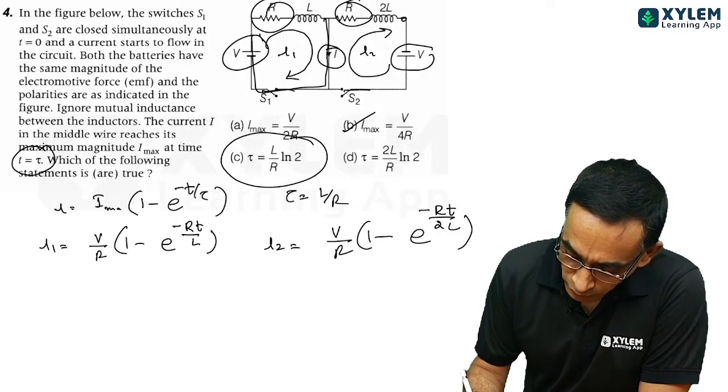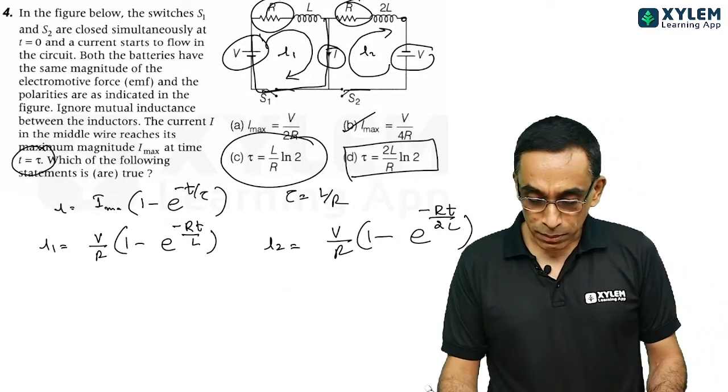So is there such an option? Yes, 2L by R natural log 2. So the correct options here are B and D.